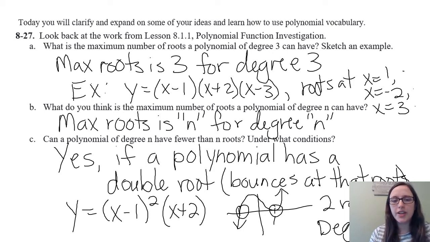Remember, the degree represents the number of factors, or it represents the highest exponent of that polynomial equation. All right, and so that 2 counts for 2 factors, even though they're the same factor. And then this one just counts for 1. So that's 2, 3. So that's why it's a degree of 3, but only has 2 different roots.